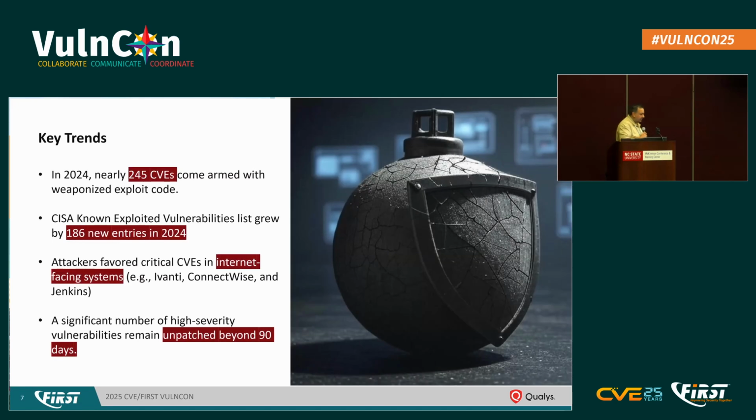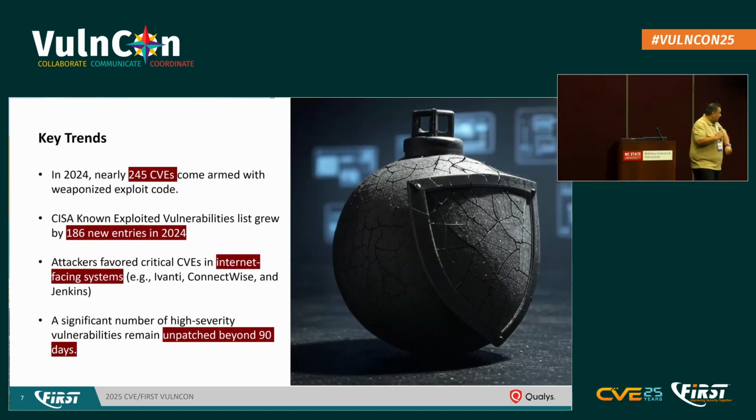Let's take a look at the key trends that we notice. In 2024, out of that 40,000 vulnerabilities, we identified that there are 245 that were actually weaponized. There are lots of different terms or meanings behind weaponized, but when we are saying weaponized, it means that that CVE was part of an attack. It was employed in different malware campaigns or ransomware. It was already in the wild and being abused.